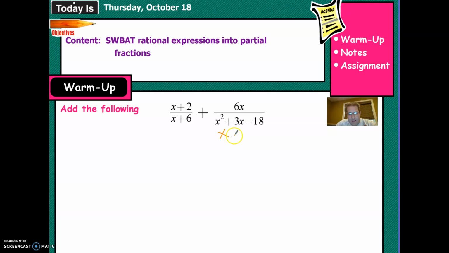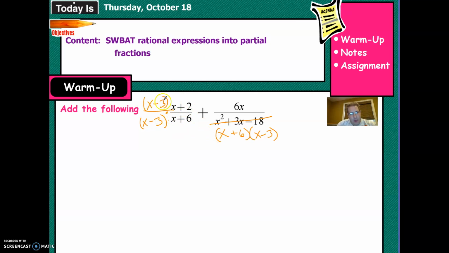So over here on the right-hand side, I'm going to factor this into x plus 6 times x minus 3. That's the same thing. Now, we can only add this plus this if we have common denominators. So I'm going to have to multiply this side by x minus 3. We already have the x plus 6 factor. Now we have the exact same thing.